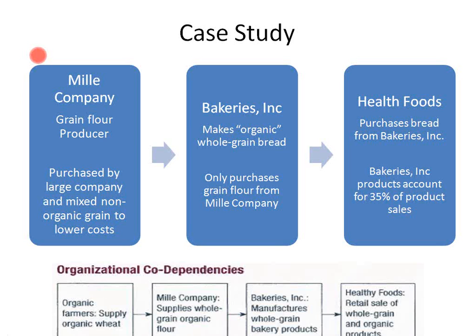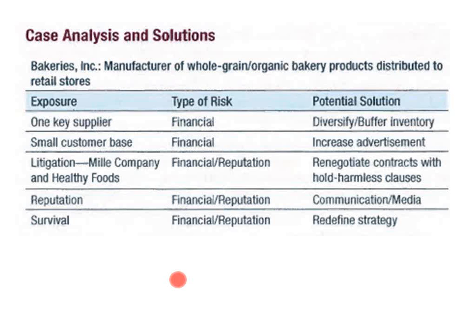And then down the road, a little bit further, Health Foods purchases bread from Bakeries Incorporated, and about 35% of their product sales come from this company. So you can see that the supply chain impact of this one decision affects not only Bakeries Incorporated's ability to sell their product, but also the health food store, whose sales are going to go down because customers may go someplace else. And down below it shows the organizational codependencies of how each of these things is related.